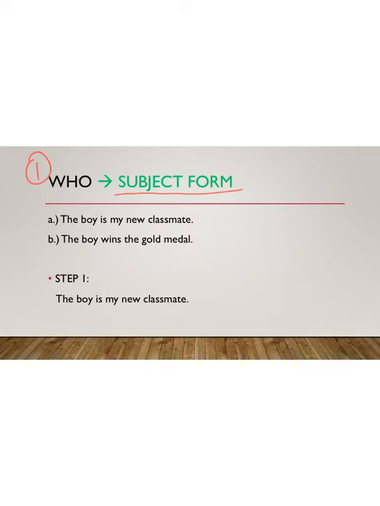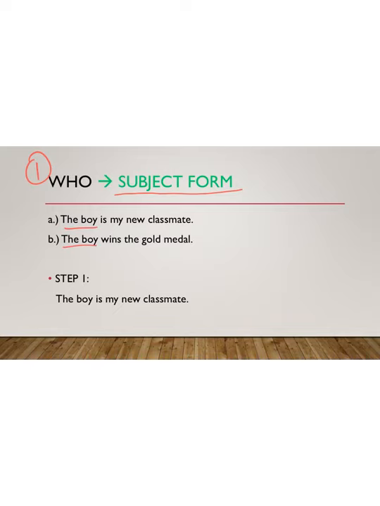Okay, so please remember subject form and then I am going to tell you what it means. Okay, first of all, we have got two sentences here. The first sentence, A, the boy is my new classmate. And then sentence B, the boy wins the gold medal. So how do we combine the two sentences together? Using a relative clause, okay? Because I want to give you some more information about the boy.